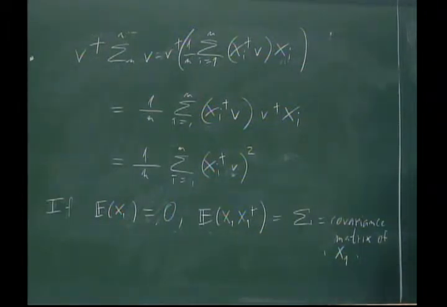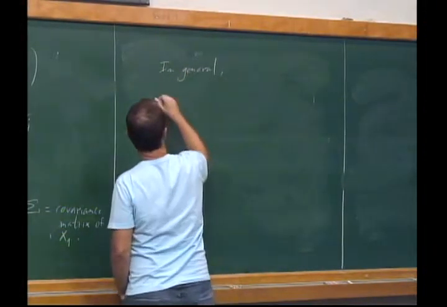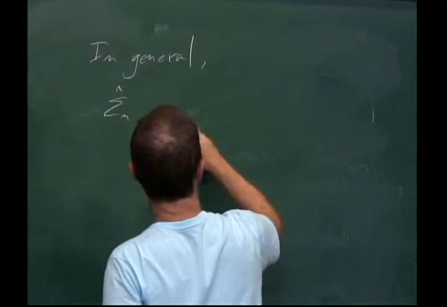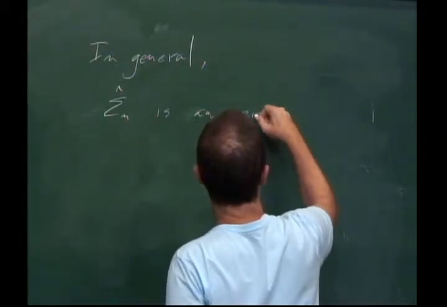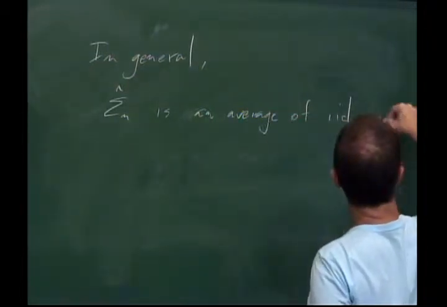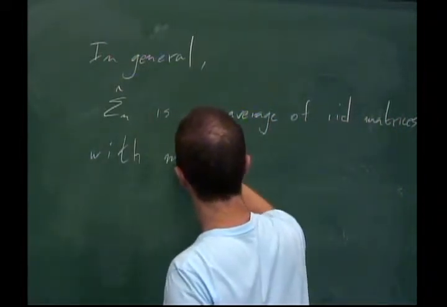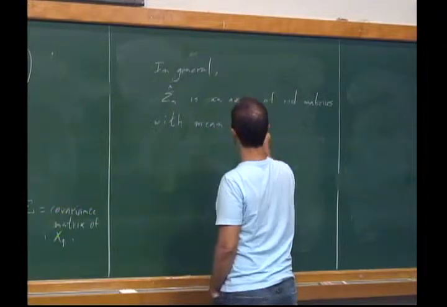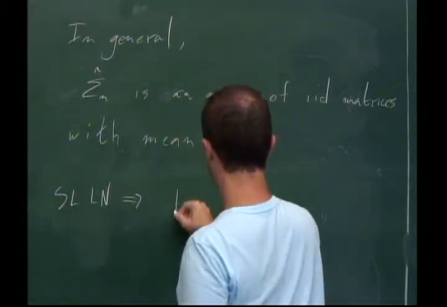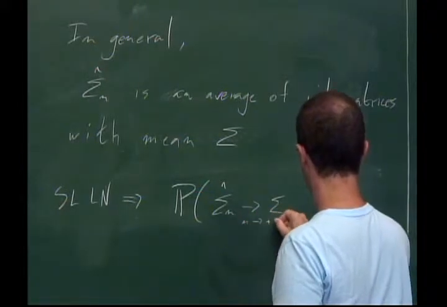Right, so in general, we have that this matrix is an average of IID matrices with mean sigma. So the strong law of large numbers implies that the probability that sigma n hat converges to sigma as n goes to infinity is 1.